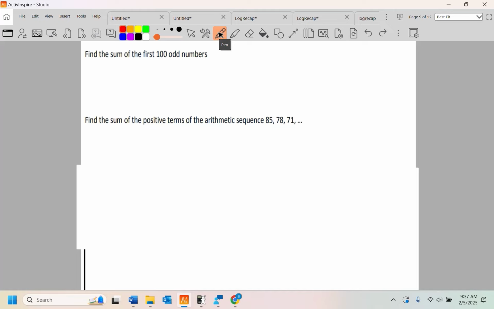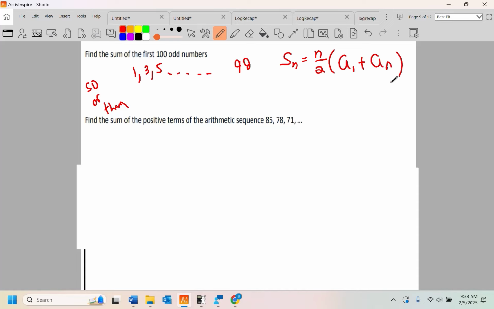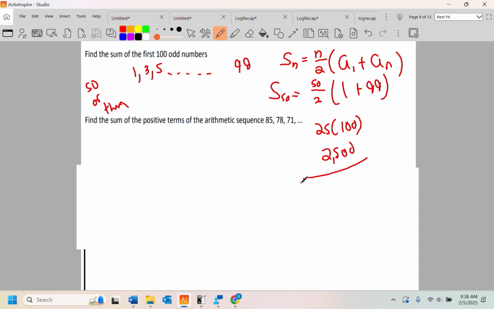Find the sum of the first 100 odd numbers. It's going to start at 1, then 3, then 5, and stop at 99. There should be 50 of them, I think. So we're going to use the same formula as before: the sum of n things is n over 2 times first plus last. The first guy is 1 and the last guy is 99. There are 50 items, so it's 50 over 2. We'll have 25 times 1 plus 99, which is 100, and we get 2,500.